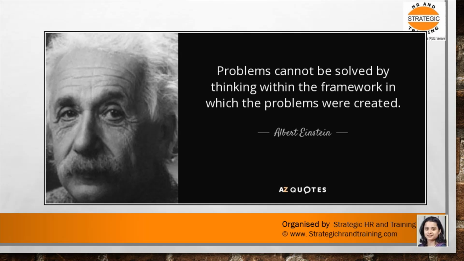Here is one of my favorite quotes from Albert Einstein: problems cannot be solved by thinking within the framework in which the problems were created. And that's where creative problem solving works.